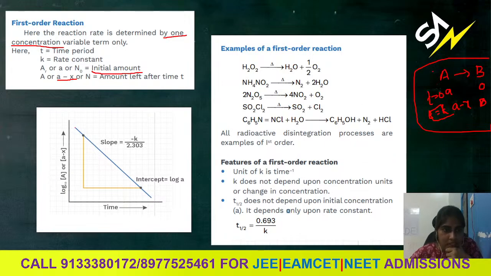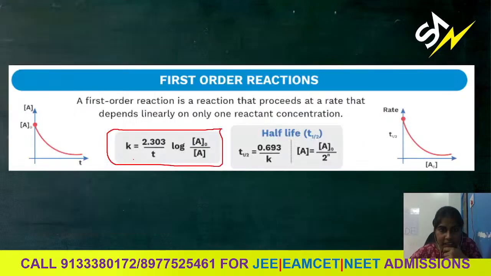If we take the graph in this way, the logarithmic value of the change in concentration is taken on the y-axis and time on the x-axis. This gives a slope which shows the rate constant. The minus sign denotes that the slope is decreasing. The intercept is log a. By applying all the integral formulas to this, we get the final rate equation.